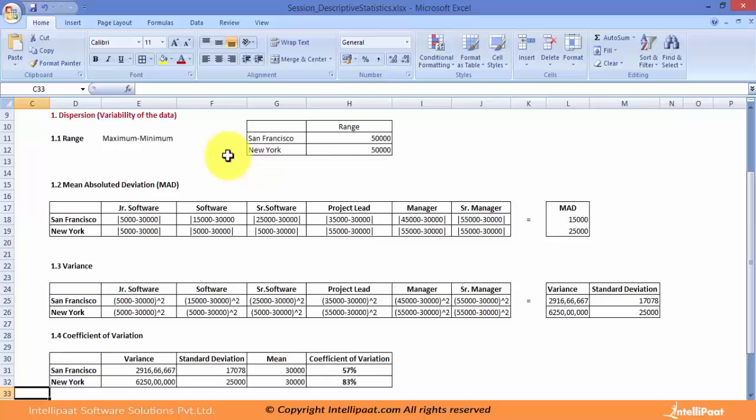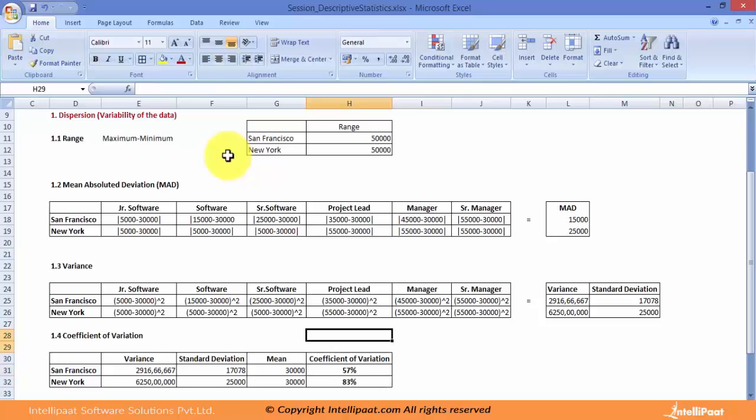Now let us see what the coefficient of variation is. What do we mean by coefficient of variation? We calculated the variance, and then the standard deviation, and the mean. The coefficient of variation is the standard deviation divided by the mean: how much it is deviating divided by the mean value. So the coefficient of variation comes out to be 57% here, whereas there it is 83%.